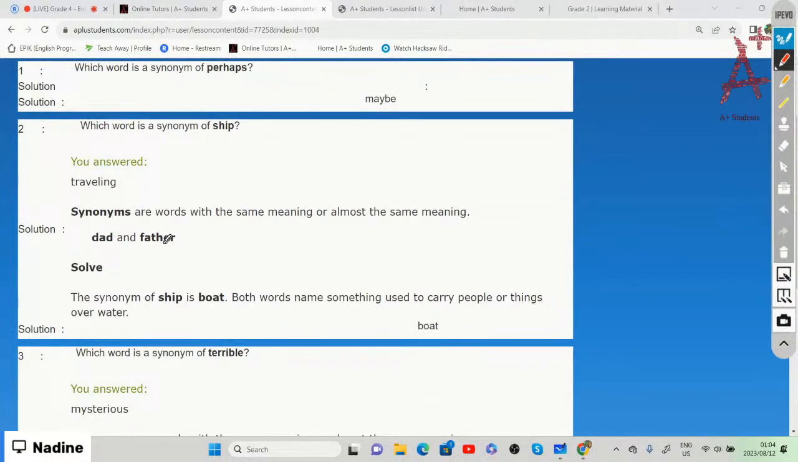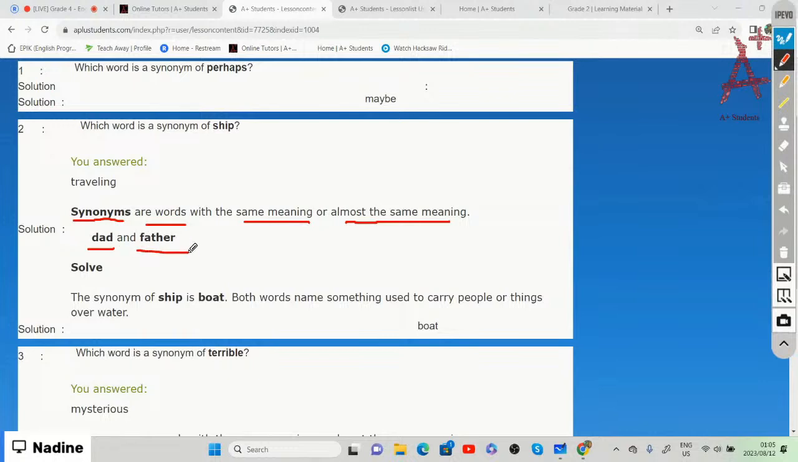All right, so synonyms. Synonyms are words with the same meaning or almost the same meaning, right? So you'll have two or more words that either have the same meaning or almost the same. So the words are different, but the meanings of these words are the same or almost the same. For example, like dad and father. So dad and father, they basically have the same meaning.